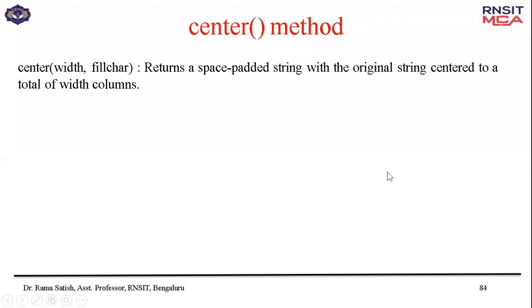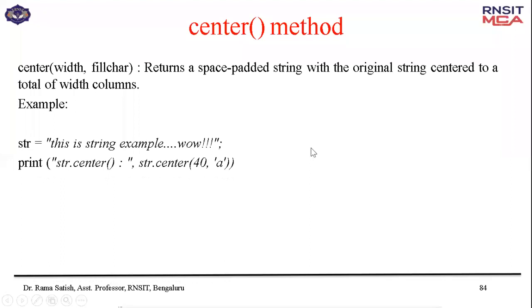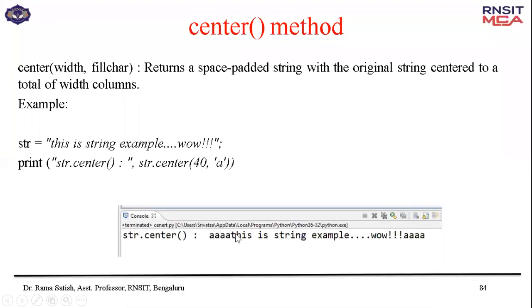Center. It returns the padded string with the original string at the center, and the rest of the spaces are filled with characters. Okay. This is a string example. Wow, triple exclamation. The string is centered, and the fill character, as you have already given in the method invocation, is padded. So that is the center method.